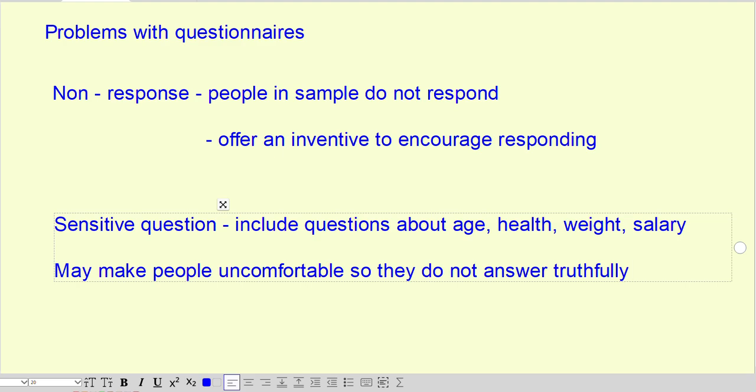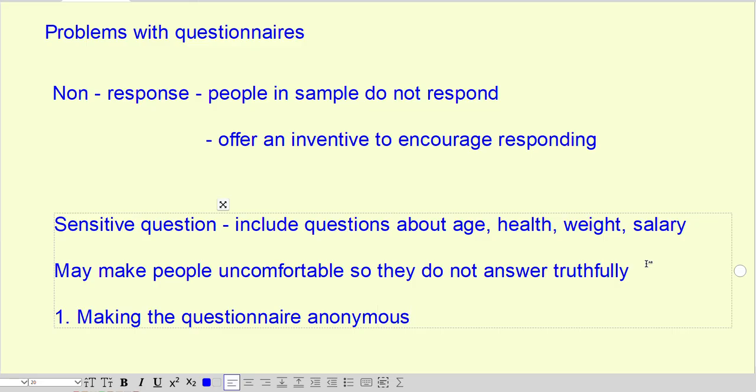And this can then distort the results. You can make respondents more comfortable by making the questionnaire anonymous and allowing them to answer the questionnaire in private, or by using the random response method. So two ways of overcoming this, as I've just mentioned: number one, you can make respondents more comfortable by making the questionnaire anonymous. Or the second one is something called the random response method, and I'm about to go over that now.